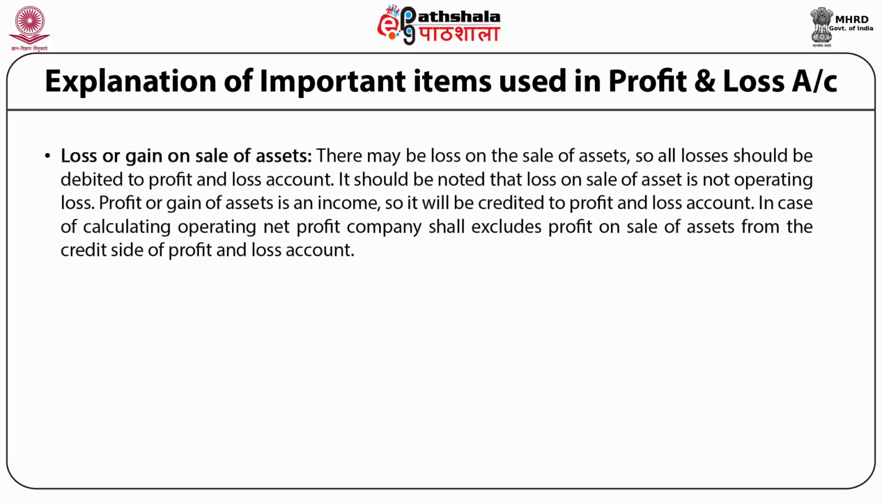Loss or gain on sale of assets. There may be loss on sale of assets. So all losses should be debited to profit and loss account. It should be noted that loss on sale of asset is not an operating loss. Profit or gain on sale of an asset is an income. So it will be credited to profit and loss account. In case of calculating operating net profit, the company shall exclude profit on sale of assets from the credit side of the profit and loss account.